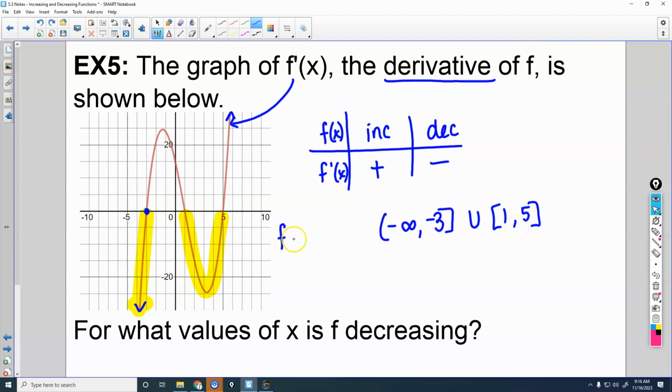So we would say f is decreasing for these intervals because f prime of x is less than or equal to 0 for those intervals.